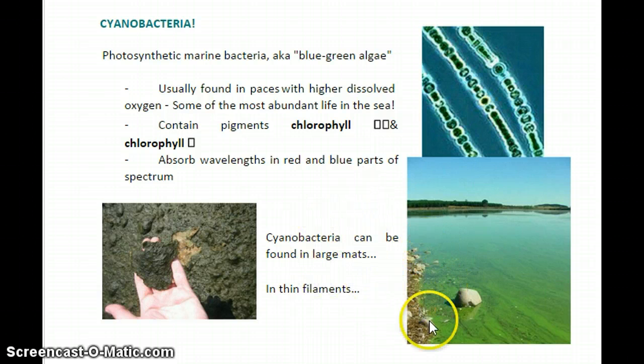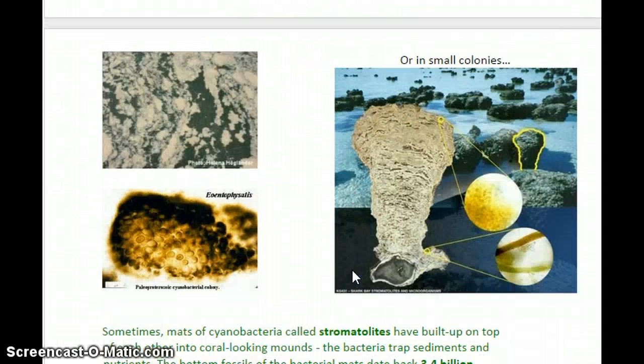Cyanobacteria can be found in huge mats, these huge microfilaments that you see here. So you can actually pick it up, and it's like this gooey, spongy feeling to it. They can cover the bottom of lakes. They can also fossilize colonies of them. And this is amazing. This is something called stromatolites.